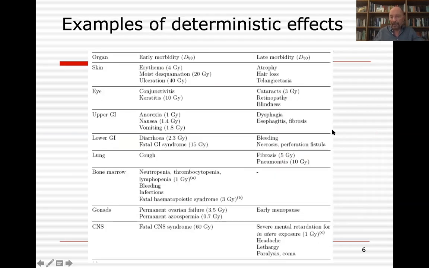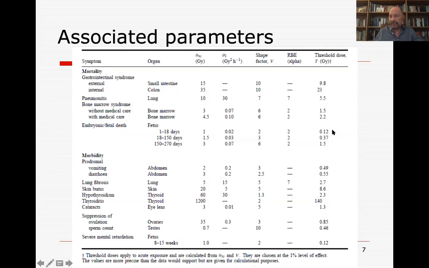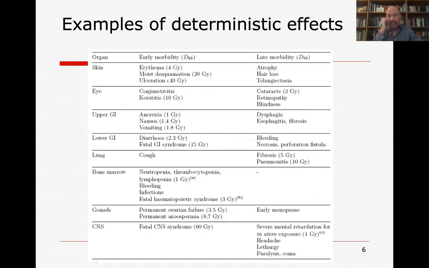A collection of parameters I will show you in this slide here. We will go here in a second. I just wanted to give you a simplified image here, where you have early morbidity and late morbidity. So, as I told you before, deterministic effects are not only early effects, they can also be late effects. Generally, late effects are defined as those effects that occur more than 6 months from exposure.